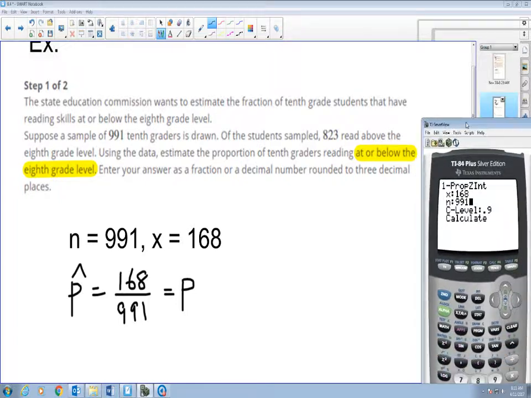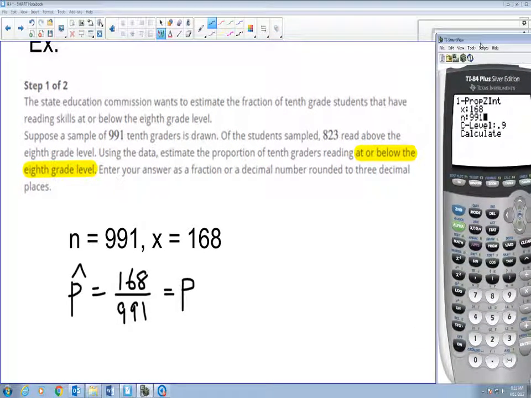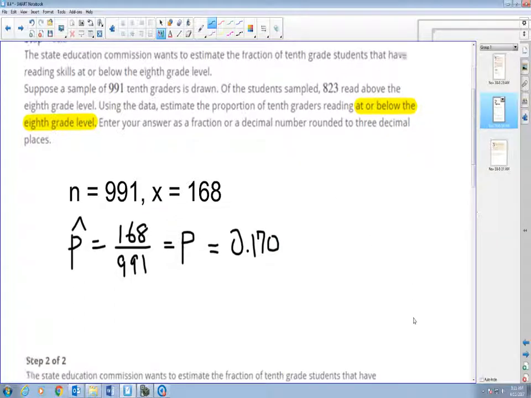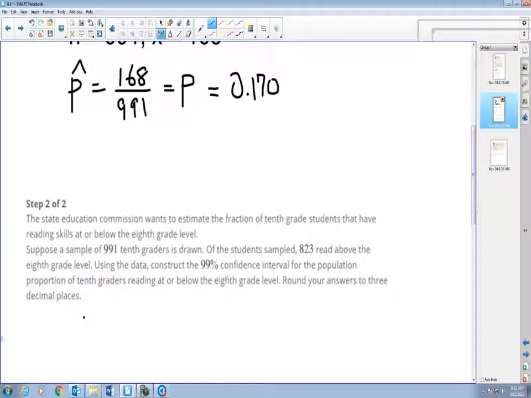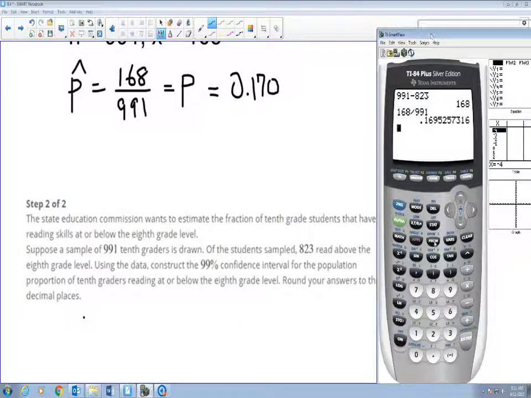You want me to construct... oh, this one does not say construct a confidence interval, so actually, sorry about that, this will be my answer right here. Round to 3 decimal places, that will be 0.170. It doesn't say construct a confidence interval yet. The second part does. Alright, step 2 of 2 is saying construct a 99% confidence interval.